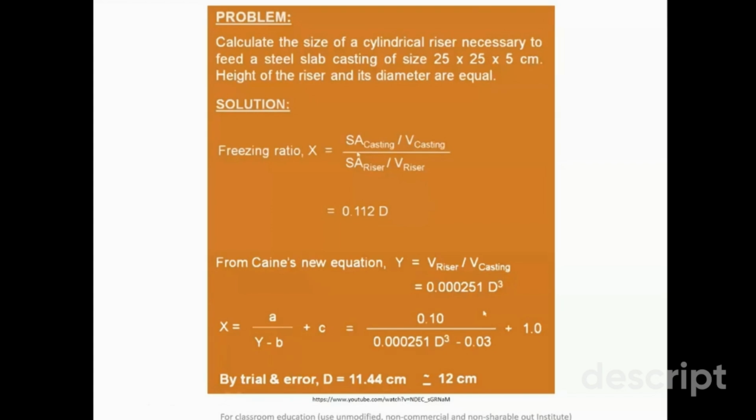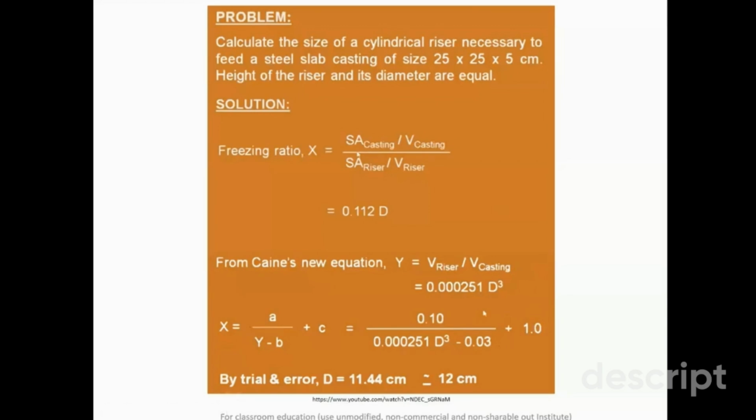We also know the freezing ratio from Caine's new equation: x equals a upon y minus b, plus c. And what is the value of y? You can calculate it as the volume of the riser divided by the volume of the casting, and it comes out to be 0.000251 d cubed. Then you put it in. A is 0.1, B is 0.03 and C is 1. Why have we considered these values? Because we are considering our metal as steel, and for steel these constants are already given in the table.